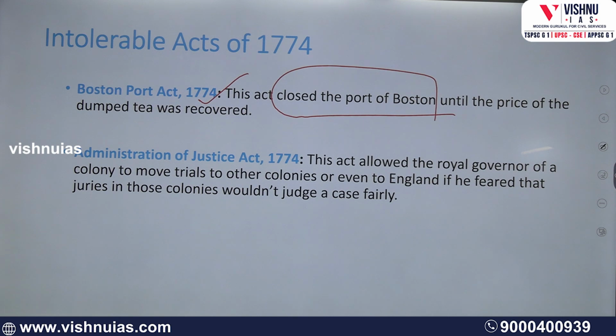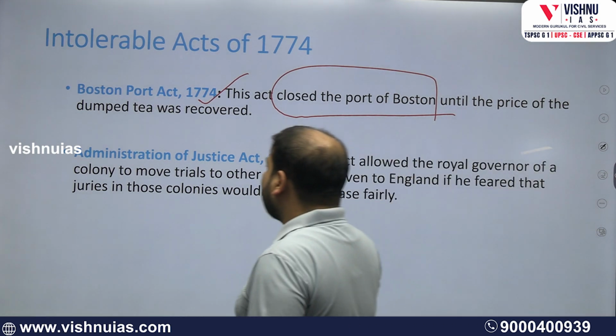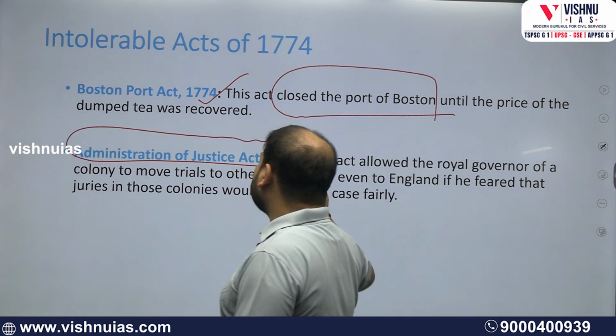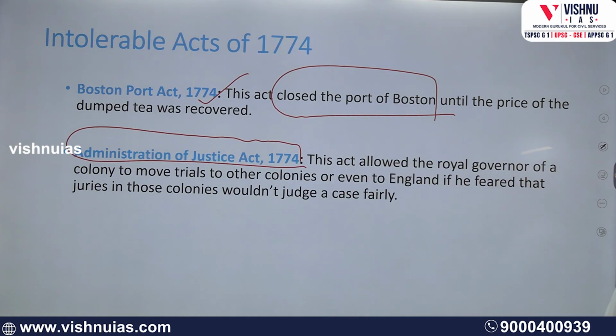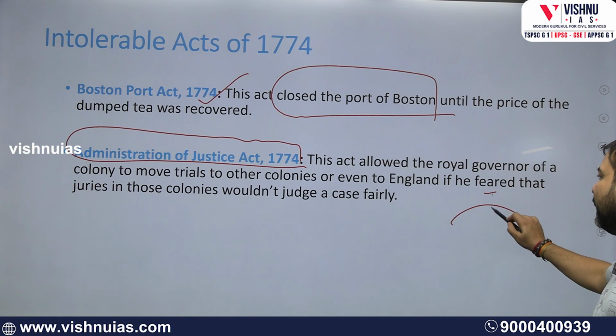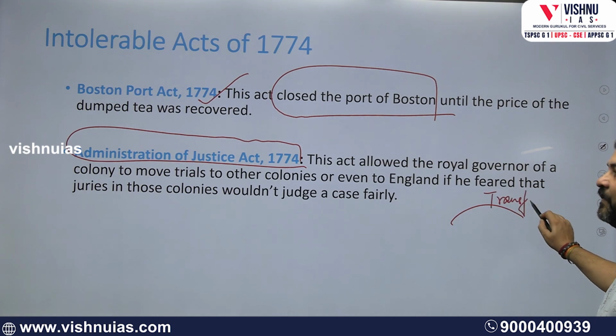Look at the board for a second, everyone. The second Intolerable Act is the Administration of Justice Act 1774. Britishers have got the power that if they want, they could take away the royal governor who would be posted there. They could transfer any case if they felt that in the colony, an impartial hearing might not happen.